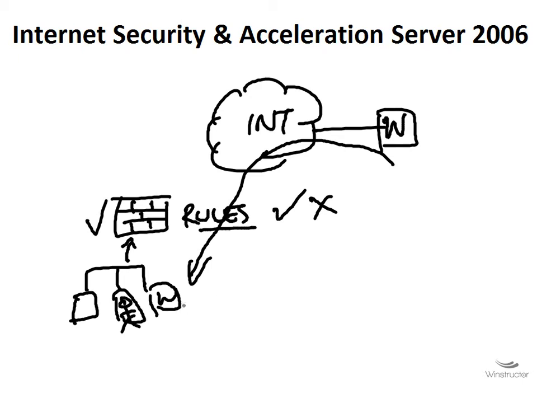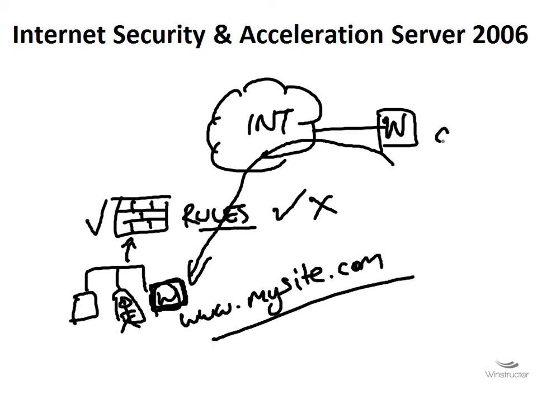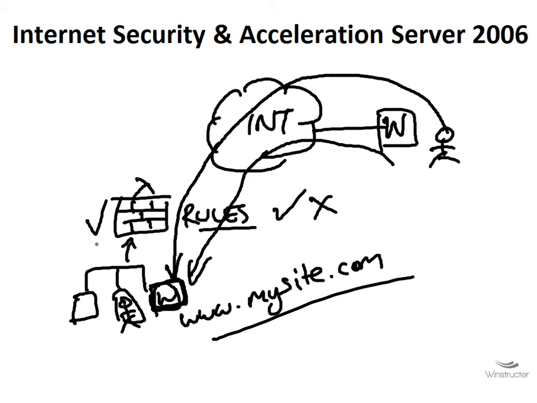Now conversely, if we maintained our own website here, and we'll say that's www.mysite.com, and we've got an external user out here on the internet, and this external user is requesting a copy of our default page from our web server. Now we could also, depending on our rules again set here at the firewall, either allow that request to go through and so he can retrieve the page, or of course we could deny it based on the rules we've set.